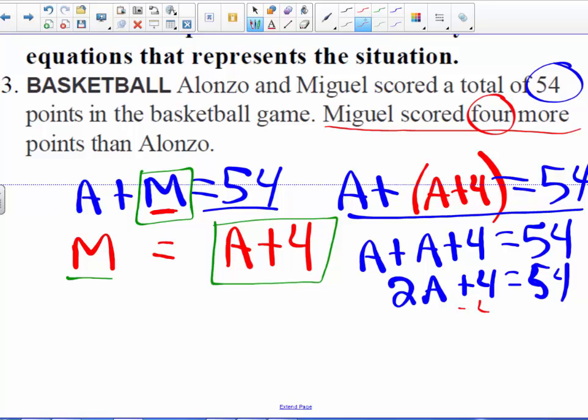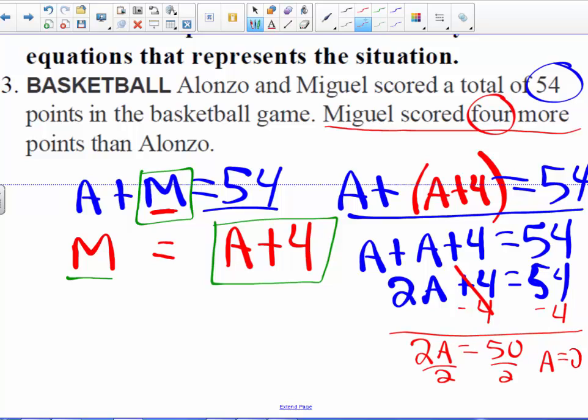I'm going to subtract my 4 from both sides of the equation to keep it balanced. That will eliminate itself. 2a equals 50. Divide both sides by 2, and you get a equals 25. So Alonzo's points are equal to 25.